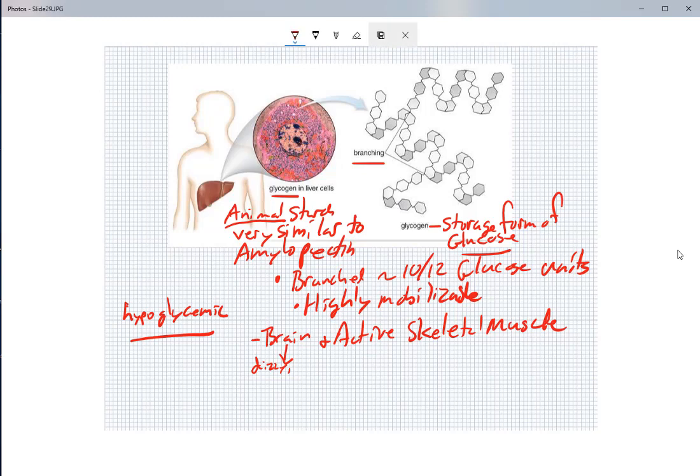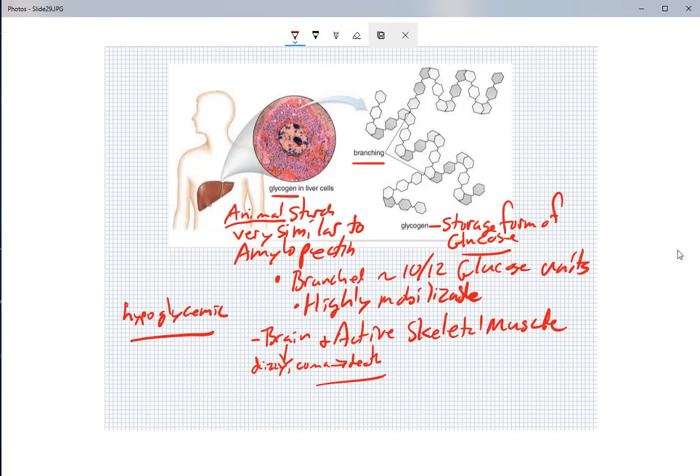Your hands can get sweaty. Your thinking is impaired. Eventually it can lead to a coma and death if blood glucose gets too low. So it's really important to maintain proper blood glucose, and that's what glycogen is there for.